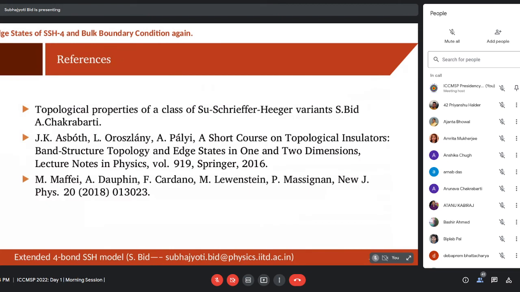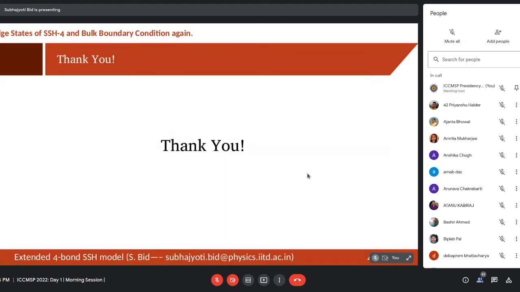These are my three very simple references. This is a very good book on topological insulators, starting from 1D. Anyone of you can check this out. This is my paper, Topological Properties of a Class of Su-Schrieffer-Heeger Variants. It's published in 2021. And this was the paper published in 2018 by M. Maffei and these people, which was the motivation of my research. Thank you for your attention.